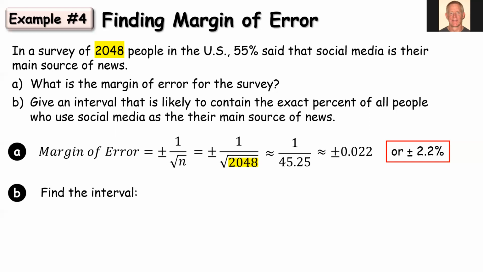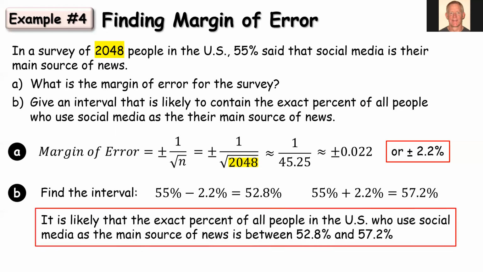Now, what's the interval? Well, we're going to take the 55% that we got in our survey and subtract 2.2%, so we get 52.8, and add 2.2%, so we get 57.2. So how would we describe the interval? We'd say it this way. It is likely that the exact percent of all people in the US who use social media as the main source of news is between 52.8 and 57.2%. Okay, so that's how we use margin of error.